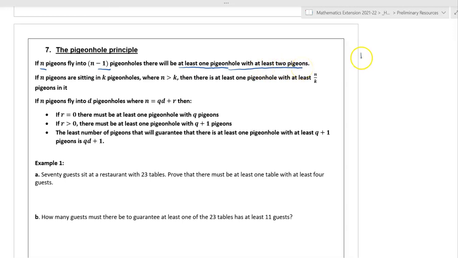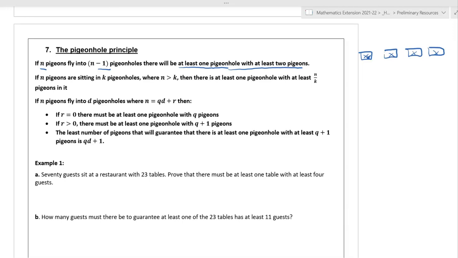So let's think here, we've got say 4 pigeonholes. The first pigeon goes here, second, third, fourth. The 5th one must double up one of those boxes. So if we've got one more pigeon than pigeonholes, then someone has to share.